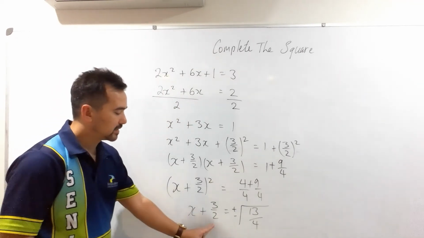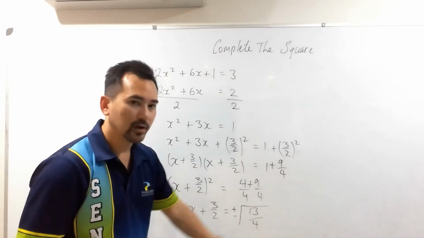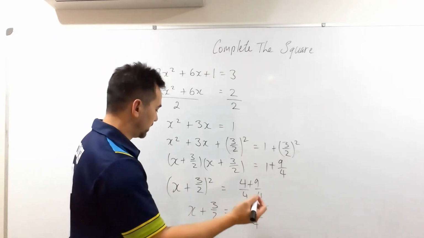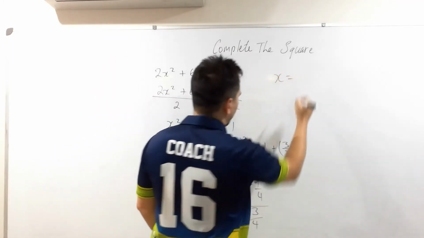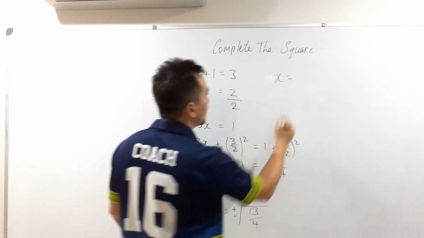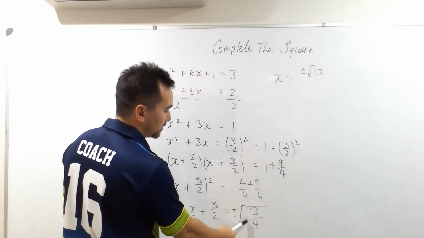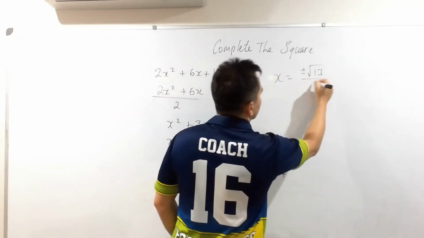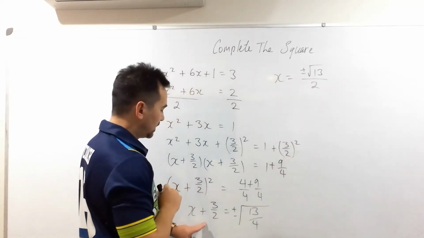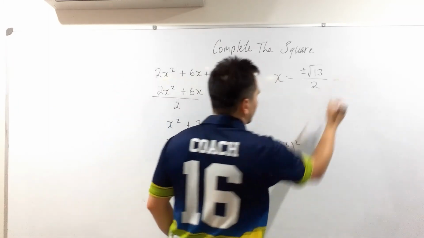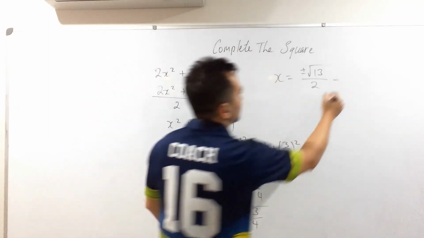And then the last thing is now to move this 3 on 2 over. So let's do that over here. X is equal to the square root of 13 divided by the square root of 4, which is 2, take away 3 on 2.